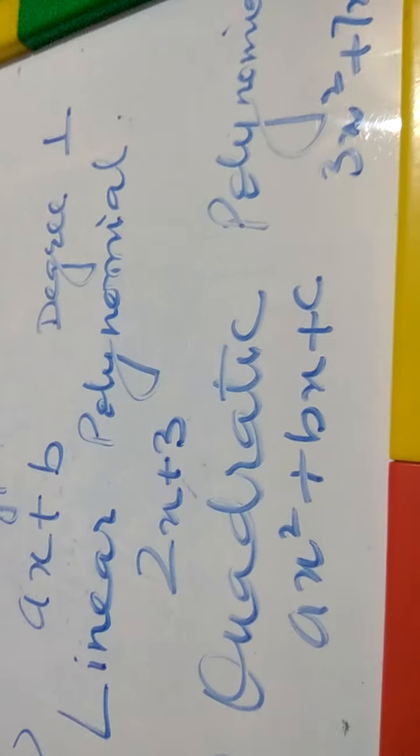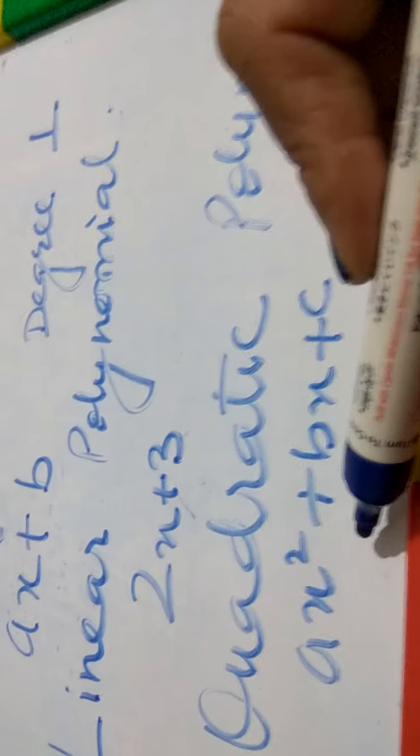For example, we can write anything like 2x plus 3, where the variable should have a degree of 1 only. So this is the first, linear polynomial. Second is a quadratic polynomial. In a quadratic polynomial, the degree of the polynomial is 2. So it is of the form ax square plus bx plus c. An example can be 3x square plus 7x plus 5. So a quadratic polynomial has a degree of 2.